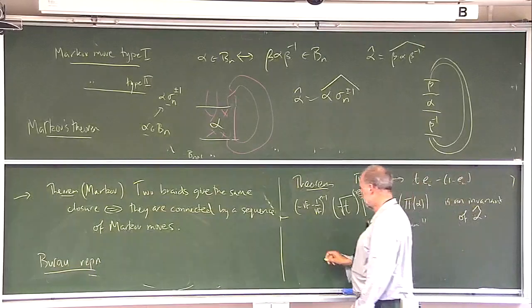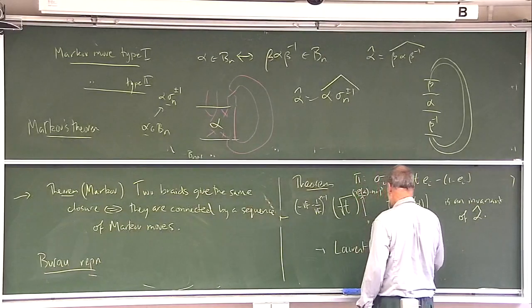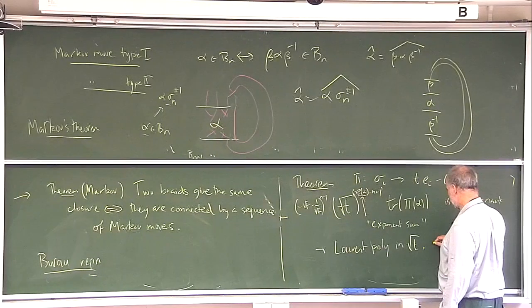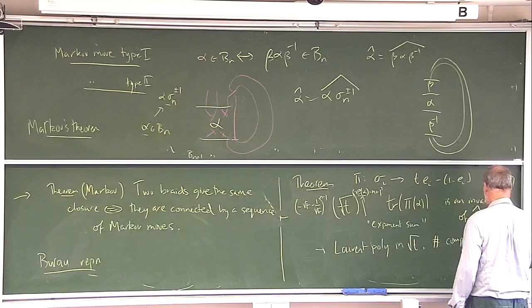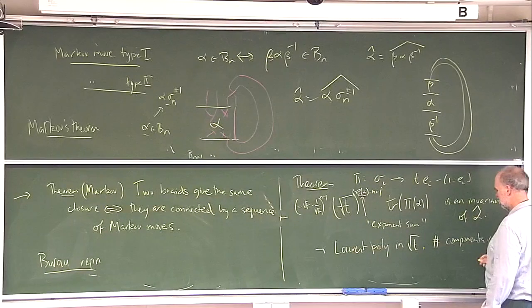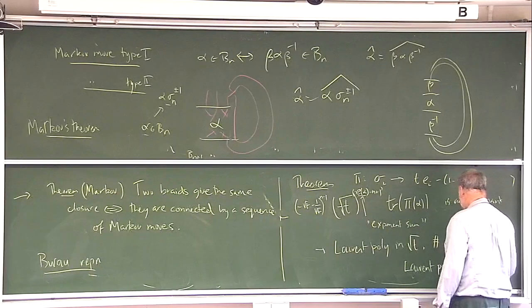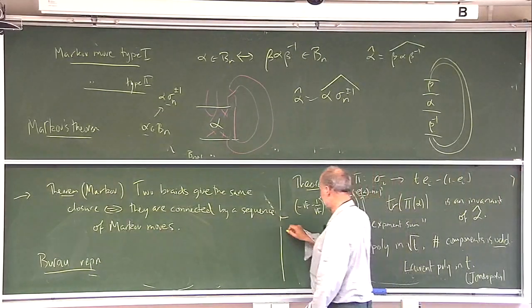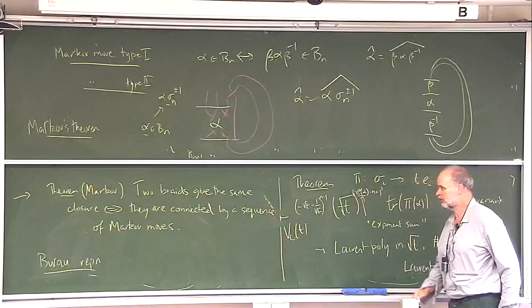Anyway, a few examples, and you find that it's a Laurent polynomial in root t. And in fact, if the number of components is odd, which is the case of knots, it's a Laurent polynomial in t. It's called the Jones polynomial nowadays. And I write it V_L of t. V is supposed to be for von Neumann, because the whole thing goes straight back to von Neumann.